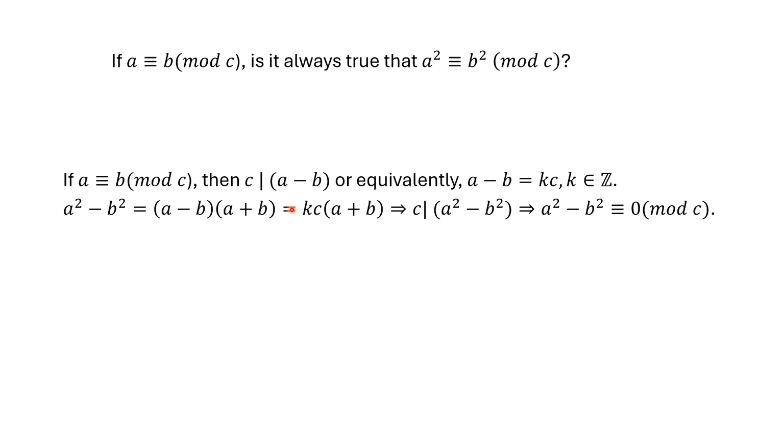We can factor that, A minus B times A plus B. Then we substitute in KC for A minus B. And so we have C times the integer K times A plus B equals A squared minus B squared. In other words, C divides A squared minus B squared, which means that A squared minus B squared is congruent to 0 mod C, which is the same as saying A squared is congruent to B squared mod C.